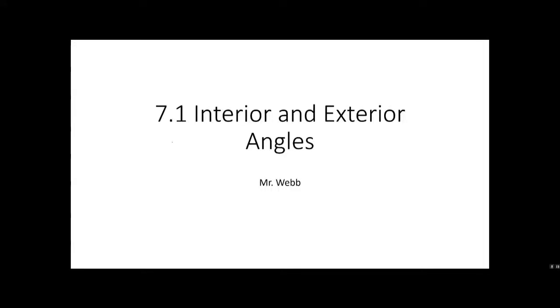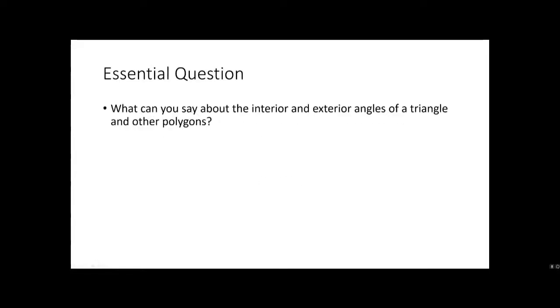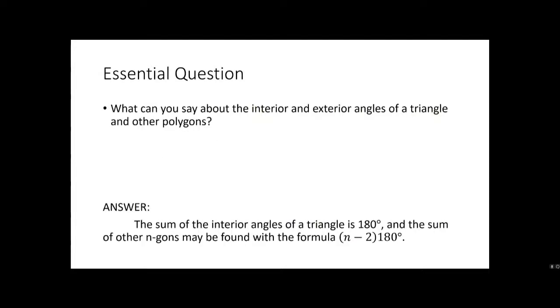Hi guys, this is module 7.1, interior and exterior angles. Our essential question is: what can you say about the interior and exterior angles of a triangle and other polygons? We've already looked at triangles and found that the sum of all the interior angles of a triangle adds up to 180.